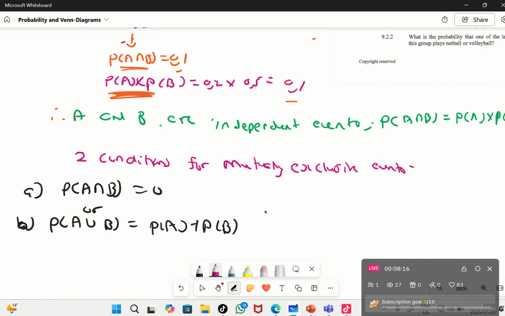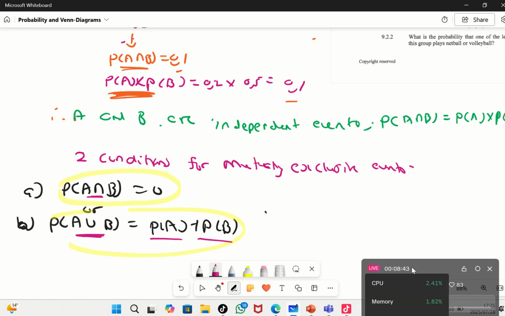I'll repeat. If in an exam they ask you if two events A and B are mutually exclusive, you can use either this or that to determine it. If you find that the probability of A and B is equal to 0, then you can safely conclude that the two events are mutually exclusive. Or if you find that the probability of A or B is equal to the probability of A plus the probability of B, then you would have proven that the two events are mutually exclusive. Either one of the two.